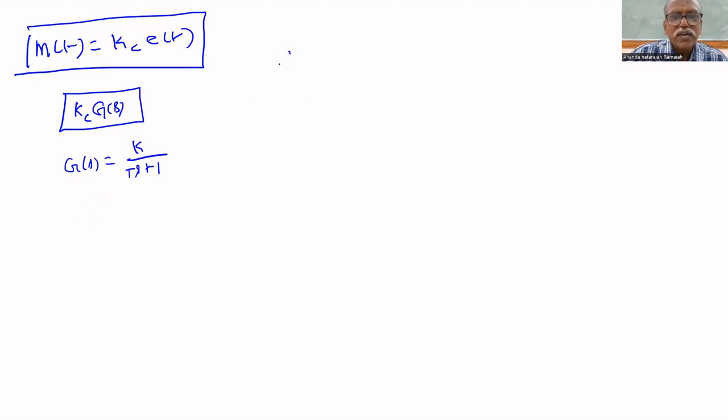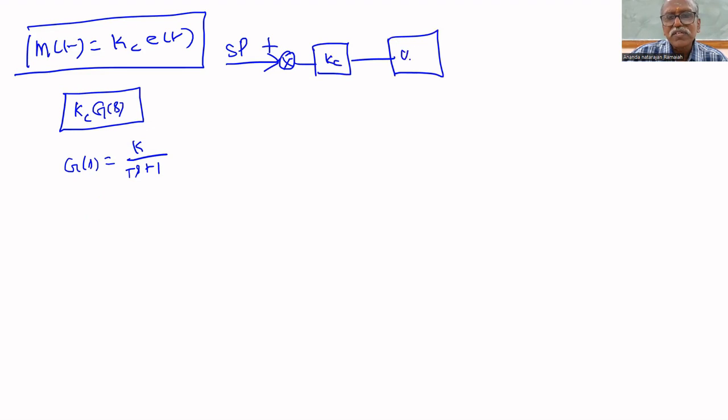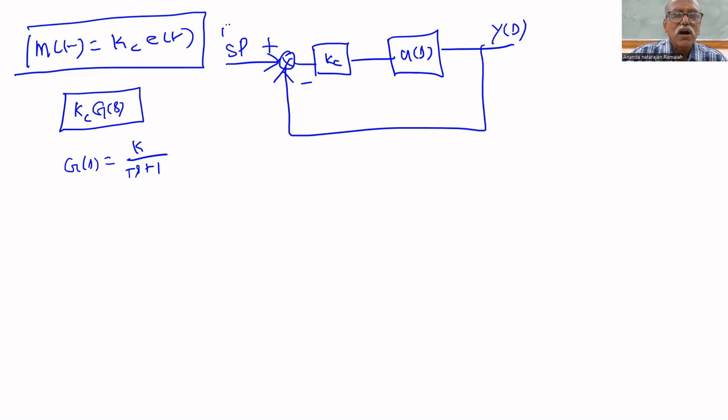Therefore, on introduction of this controller, the transfer function becomes: this is the set point R of S, this is the controller Kc, this is the system transfer function G of S, there is a negative feedback, and this is the output Y of S. What is the transfer function? We have to multiply these two. That's why the forward transfer function is Kc multiplied by K.